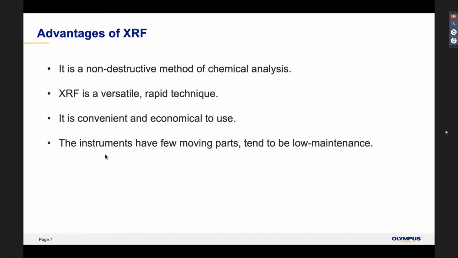The instruments have few moving parts, so they tend to be low maintenance. In terms of maintenance, you do not need to do a lot of servicing or alignment for the equipment.